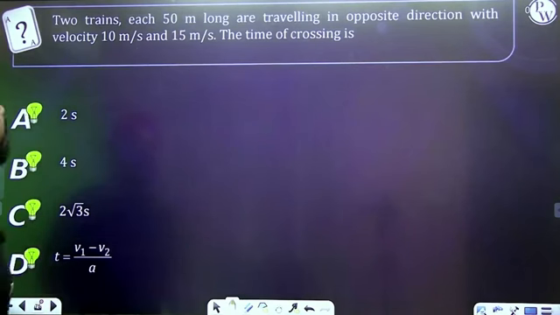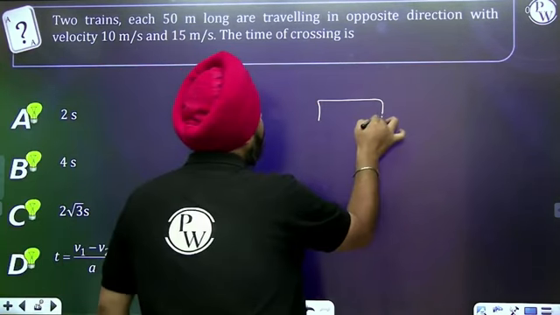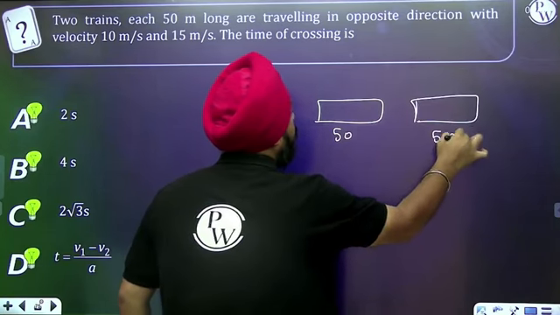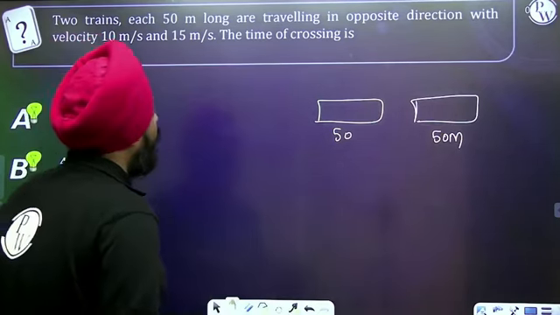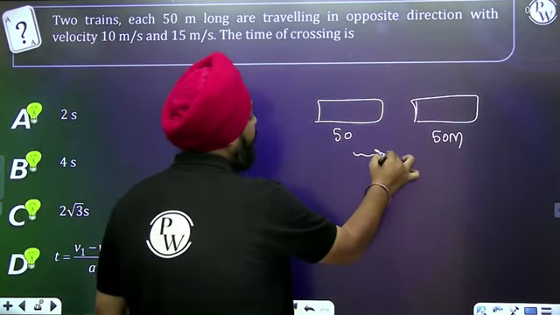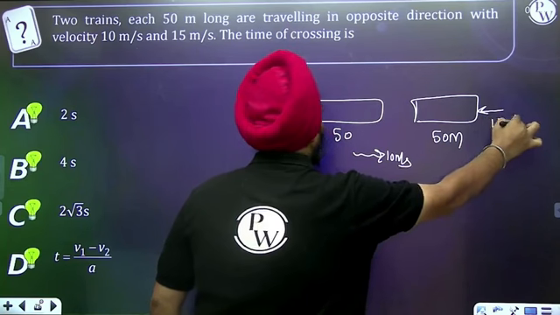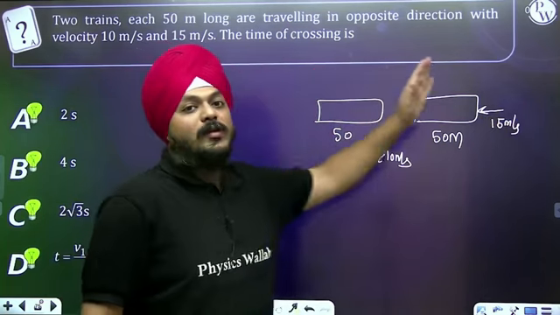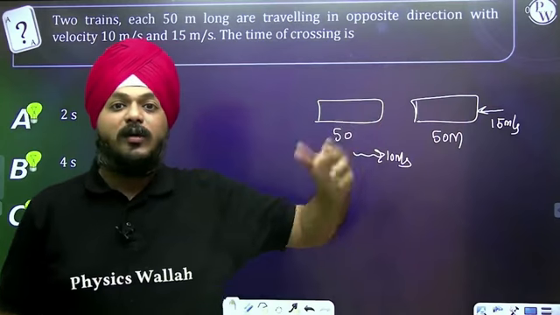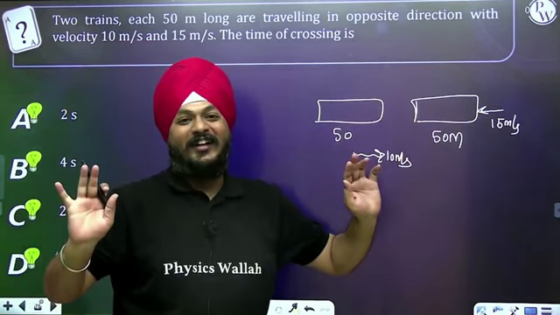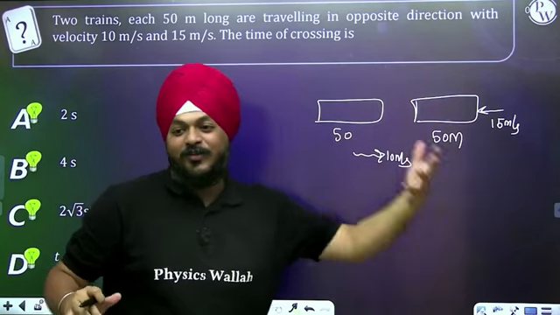2 trains, each 50 meter long. They both are moving in the opposite direction. One at 10 meter per second, the second moving with 15 meter per second. Find the time to cross each other. Check it out. The relative acceleration of both is 0. It means it is a case of relative uniform motion.